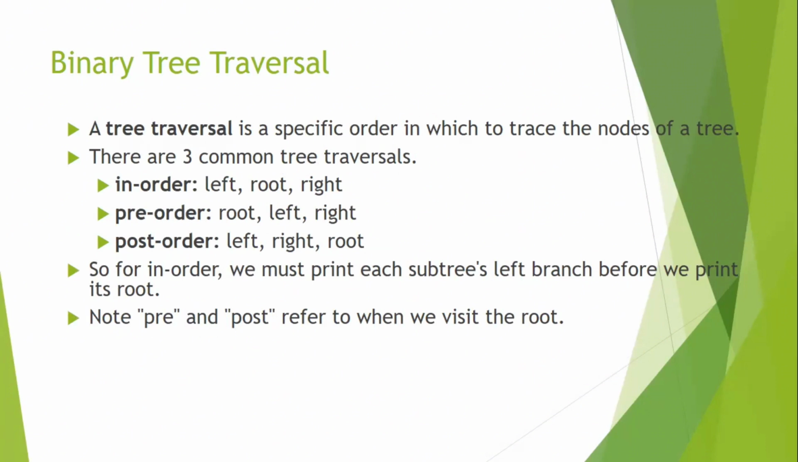When we say in-order, it moves left, then root, then right. It prints each subtree's left branch before we print its root. So note that pre and post refer to when we visit the root. When we say pre-order, it prints from the root, then to left, then to right, as well as for post-order, which moves from left to right, then to root.